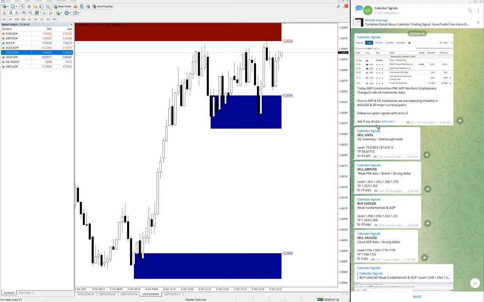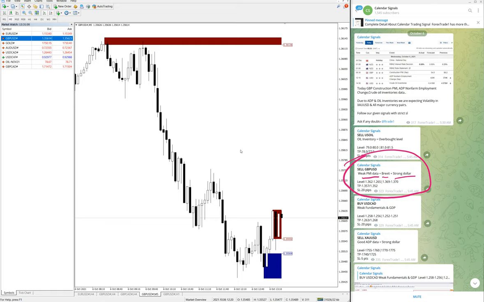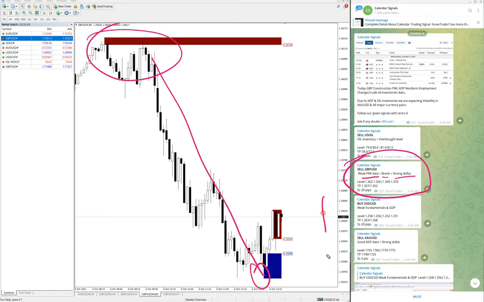And we will move on to the next performance, which is sell GBPUSD. Why have we given a sell signal? Because of weak PMI data, the Brexit issue is still going on, and a strong dollar. So based on these three reasons, we have given sell GBPUSD. Let me open the GBPUSD chart here. Here it is. GBPUSD moved from 1.3610, which is around here, all the way till here, and still it is in the downtrend.